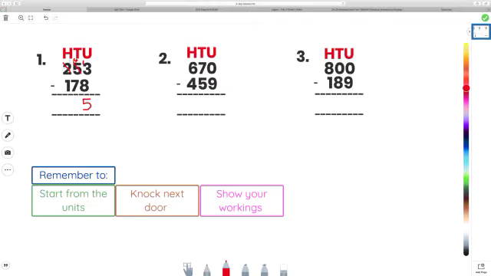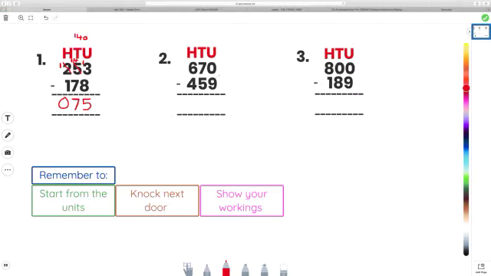Now that 100 I've borrowed comes into this column here, into the tens column, which makes this number look like 14, but it's actually 140, because I've got 14 tens. So 14 comes in here, and the 100 I've borrowed, I need to show what's left, which is 100. So now I've got 14 take away 7. Well, if you know your doubling and halving, you know that half of 14 is 7. And 1 take away 1 is 0. So the first answer is 75.